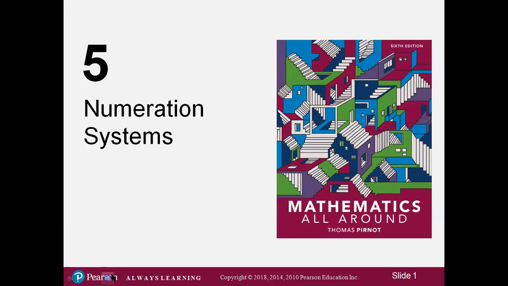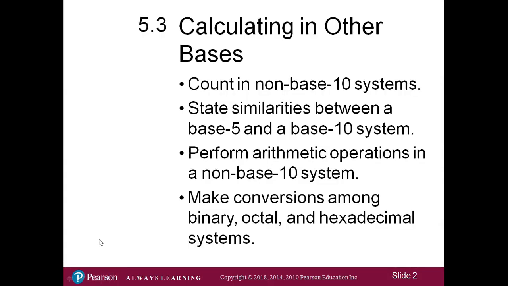All right, let's take a look at Chapter 5, Numeration Systems, Section 5.3, Calculating and Other Bases. In this section, we're going to want to count in a non-base 10 system, state similarities between a base 5 and a base 10 system, perform arithmetic operations in a non-base 10 system, and make conversions among binary, octal, and hexadecimal systems.